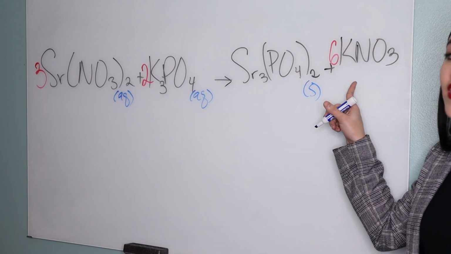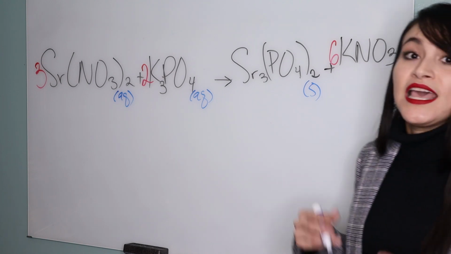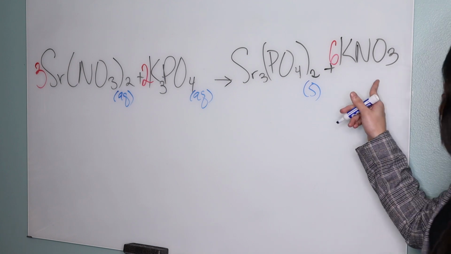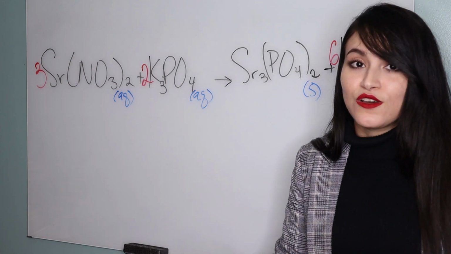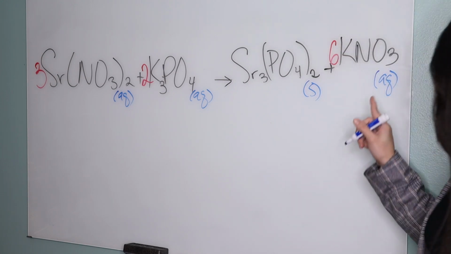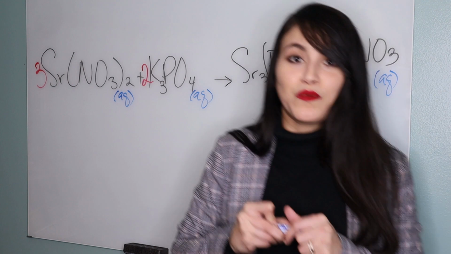And then lastly over here, our last product, we have potassium and nitrate. Potassium is in group 1 and therefore it's going to be soluble, and on top of that we have nitrate, which is also going to be soluble. So I'm going to be writing an AQ to symbolize that. And we're done with that.